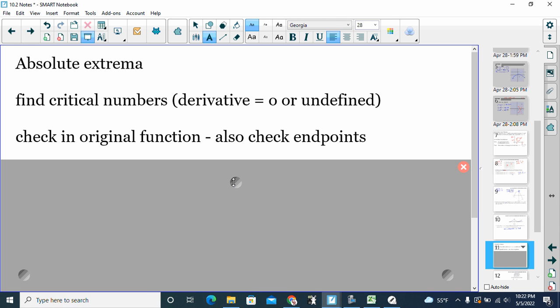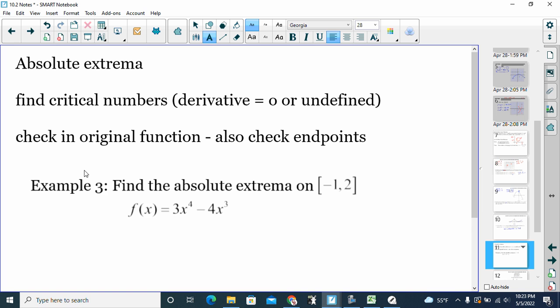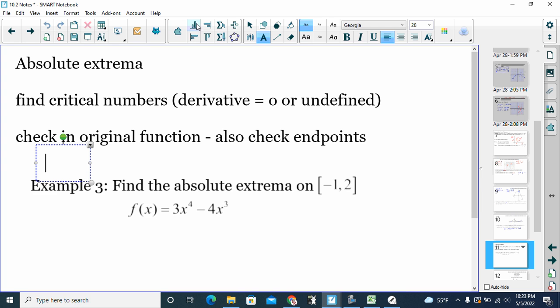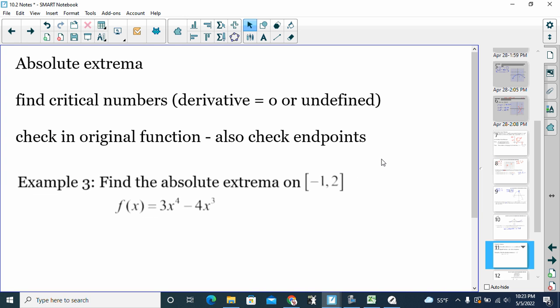We also need to check the endpoints of the interval. And then whatever's the biggest is going to be our absolute maximum. The smallest is the absolute minimum. So a basic example here, and then we'll take a look at one where it's shown up on the AP exam. So this asks for the absolute extrema of f of x equals 3x to the fourth minus 4x cubed on the interval from -1 to 2.